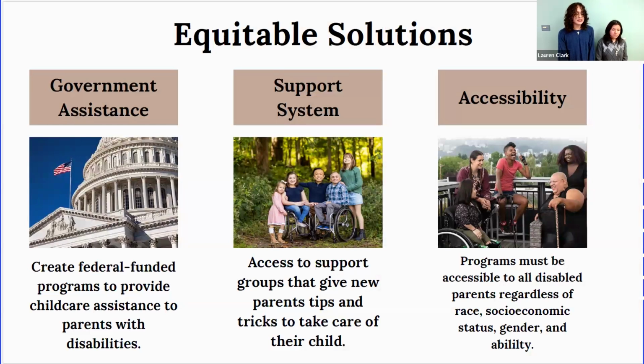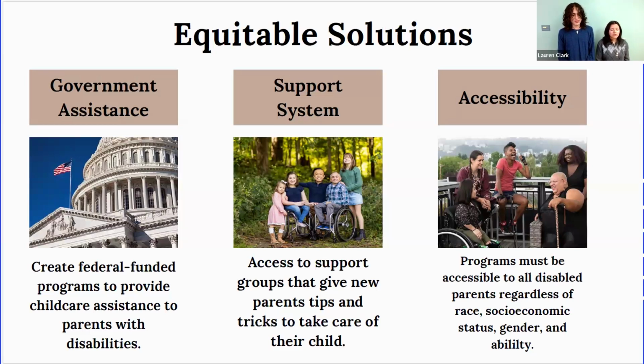So the case study shines light on the inequality that the disabled community faces. However, we wanted to focus on equitable solutions so that this never happens again. By doing so, we looked at government assistance and having the government create federally funded programs in order to provide childcare assistance to parents with disabilities to make parenting a little bit easier. And also having a strong support system we found is very important because this gives new parents the ability to talk amongst each other and give each other parenting tips and how to take care of their child.